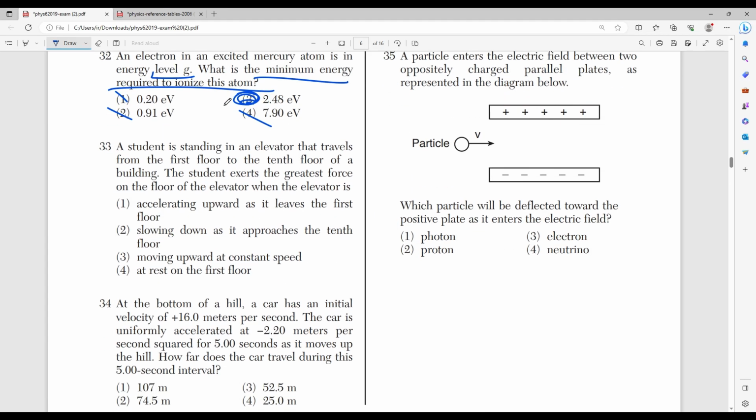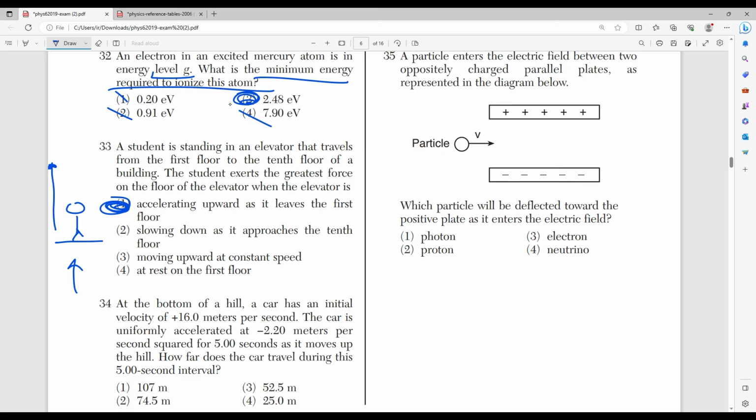Moving on to 33, it says a student is standing in an elevator that travels from the first floor to the 10th floor of the building. The student exerts the greatest force on the floor of the elevator when the elevator is what? Well, obviously, it's when the elevator is accelerating upwards. Because think about it. If I'm standing on this platform, and this platform is accelerating upwards, it's moving upwards, right?